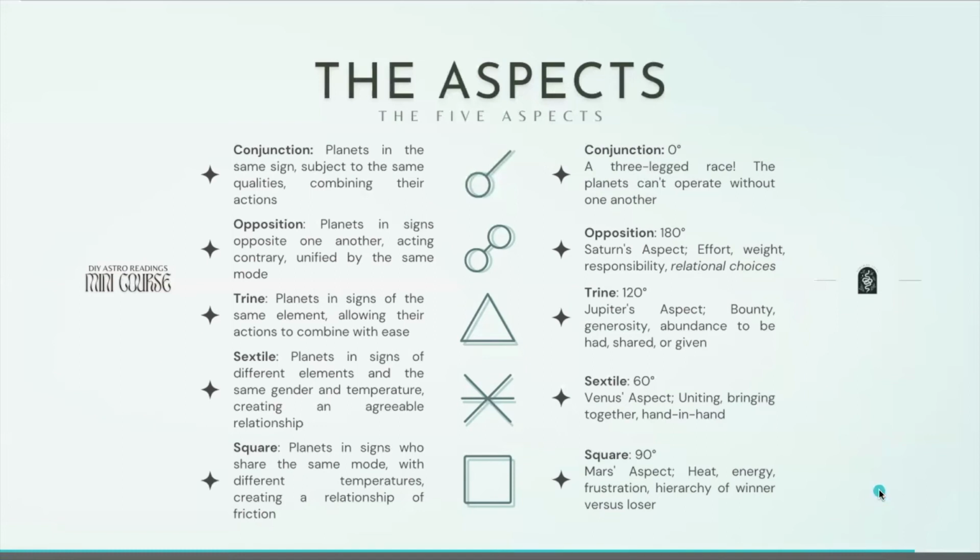And then at 90 degrees, we have the square. This is when planets are in signs who share the same mode, so Capricorn and Aries, for instance, but they have different temperatures. And this creates a relationship of friction. This is Mars's aspect, and that means there is usually a focus on a hierarchy, where one of us has to get to where they're going, because if they were to travel across the chart, they would bump into one another.